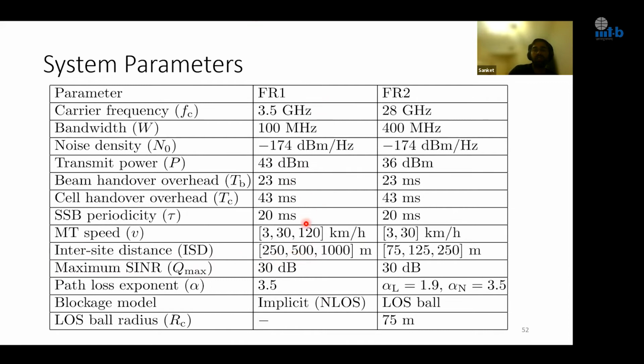So in FR1, obviously the cell area is larger, with intersite distances of 250, 500 or 1000 meters. In FR2, it is smaller. And then there is a blockage model, as I said earlier, and then the path loss exponent. We use these values.